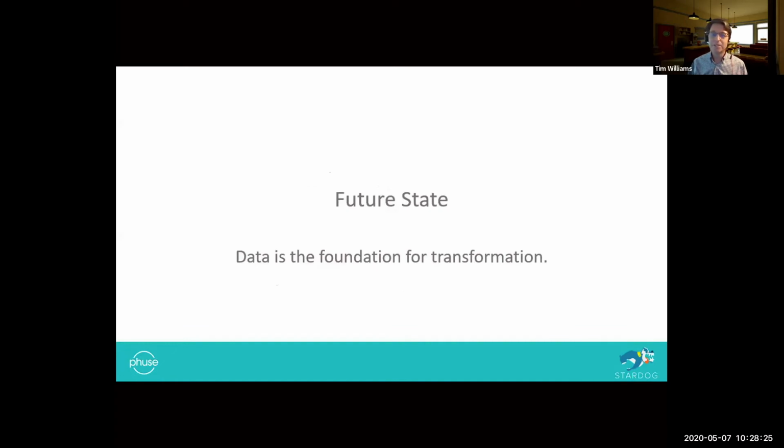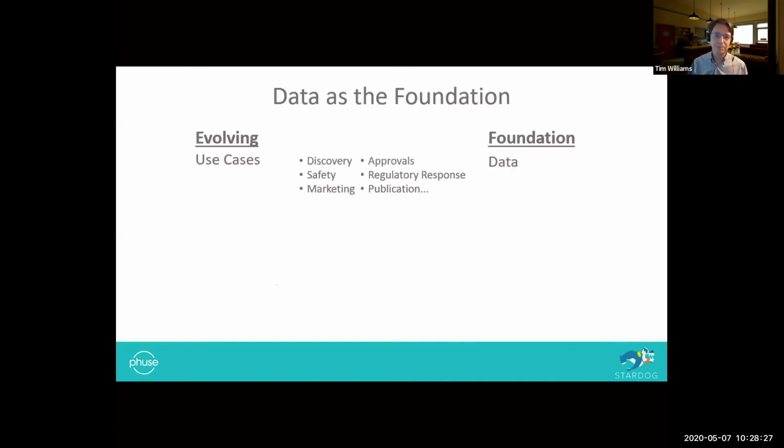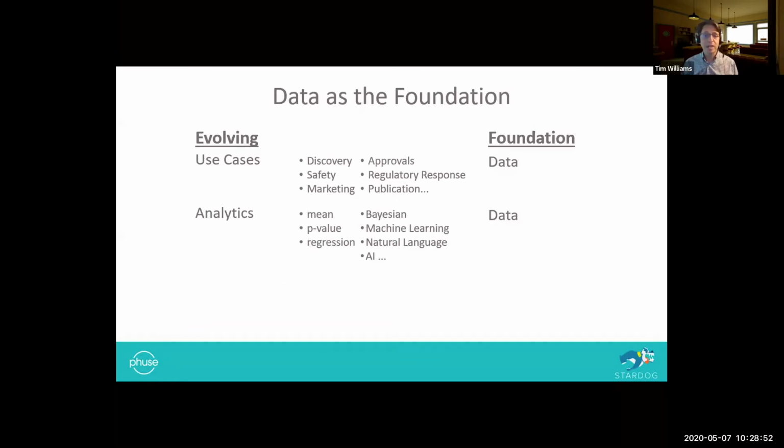The transformation will be data-centric. Our use cases are many, spanning the entire drug development process. Data is at the foundation of all of these use cases. Our analytics are increasingly complex. We have evolved from the simple p-values, t-tests, and regressions of yesteryear to more complex analyses supporting machine learning, natural language processing, and artificial intelligence. Our data is the foundation of advanced analytics.